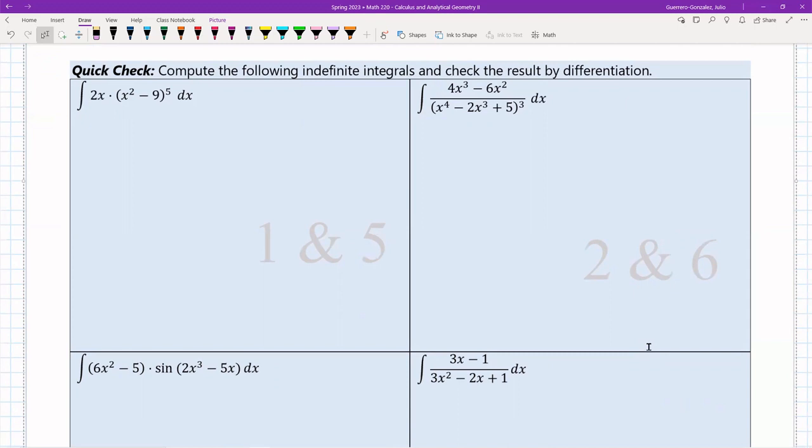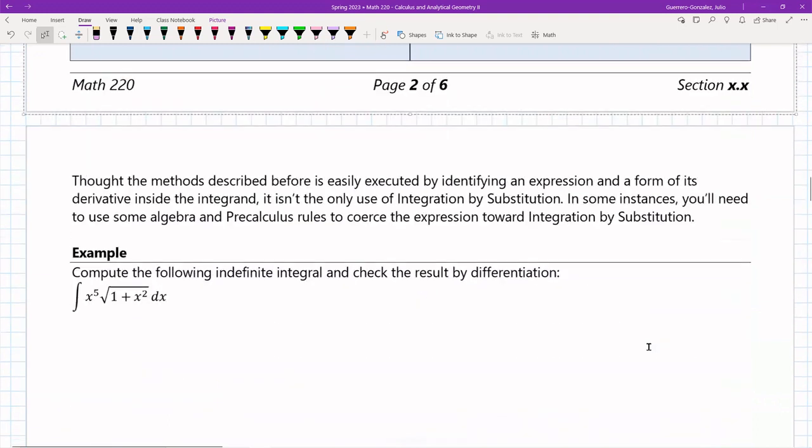Because in the future, in a couple of weeks, we're going to be doing multiple substitutions. You don't want to confuse yourself. Write it all down, okay? Don't skimp out on the steps, all right? Go ahead, complete this. You can pause the video here. I'm going to keep going.